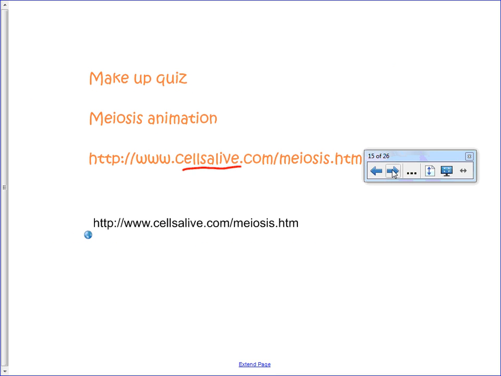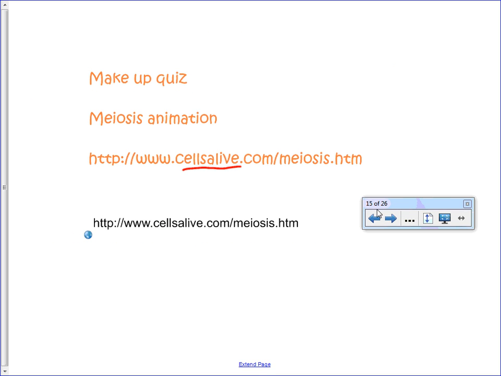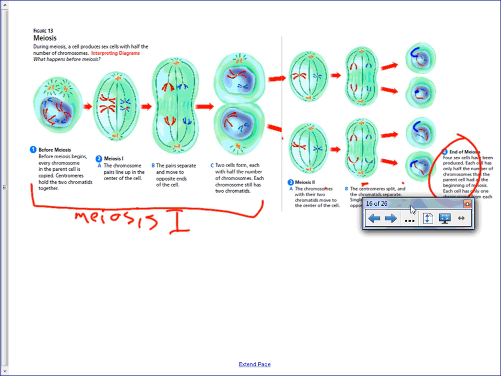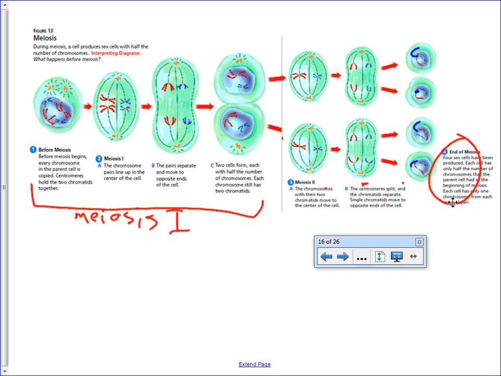I posted in the last flip lesson or in the last Edmodo post the Cells Alive meiosis animation. That link is also available in the post from Tuesday. And finally, again, this is from Tuesday, but this is the map of meiosis from the textbook.